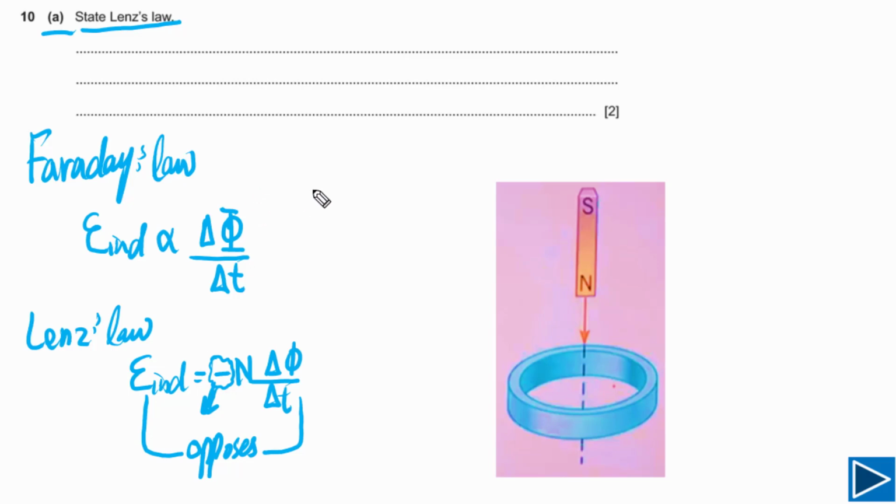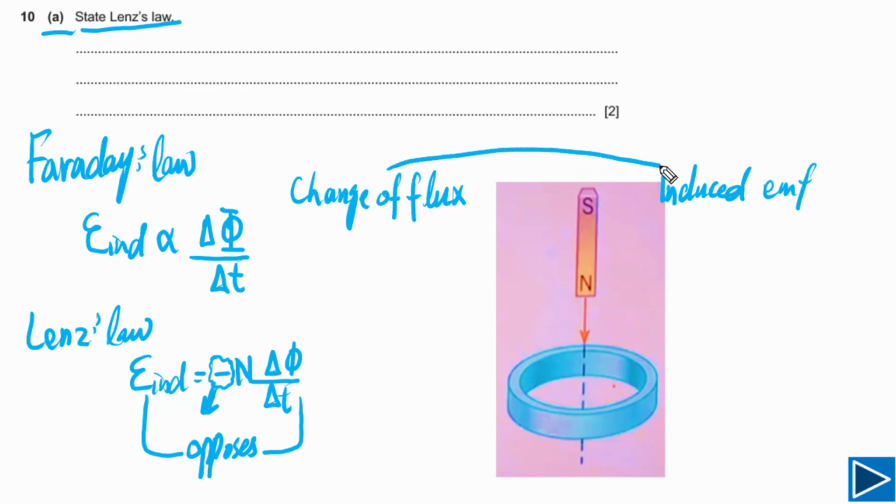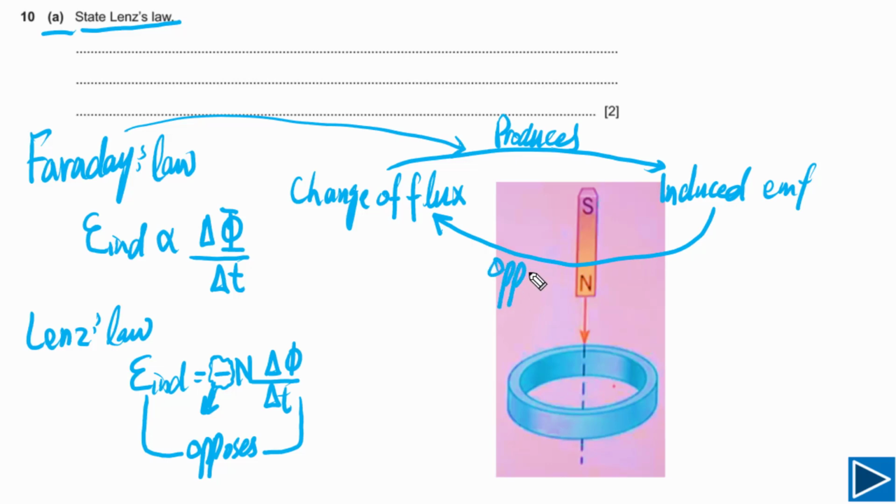Let me explain this in a slightly different way. With these two laws together, we can simply write down change of flux. If a conductor is placed and there is a change of flux, then there will be an induced EMF. Change of flux in a conductor produces induced EMF, and this is Faraday's law. But Lenz's law is telling us that induced EMF opposes the change of flux, and that is Lenz's law.